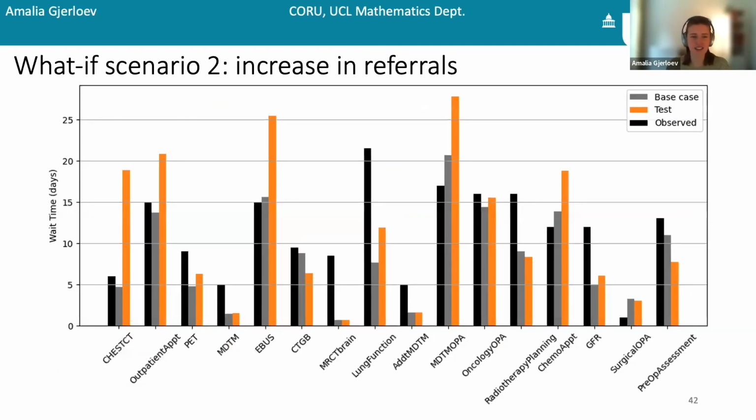Looking back at this plot again, we can see chest CT, an outpatient appointment, is acting as a little bit of a bottleneck in this situation. The e-bus as well, in particular, the outpatient appointment following the MDT. So we can see exactly how much of an increase in wait time there was.